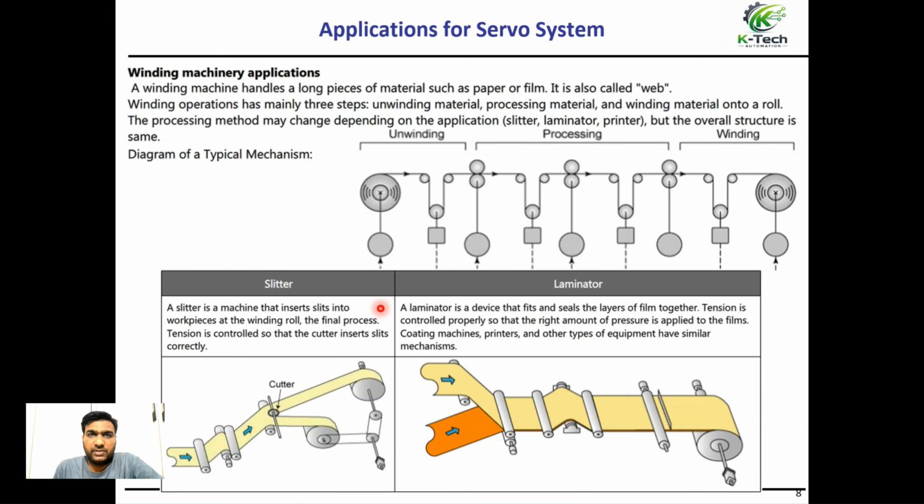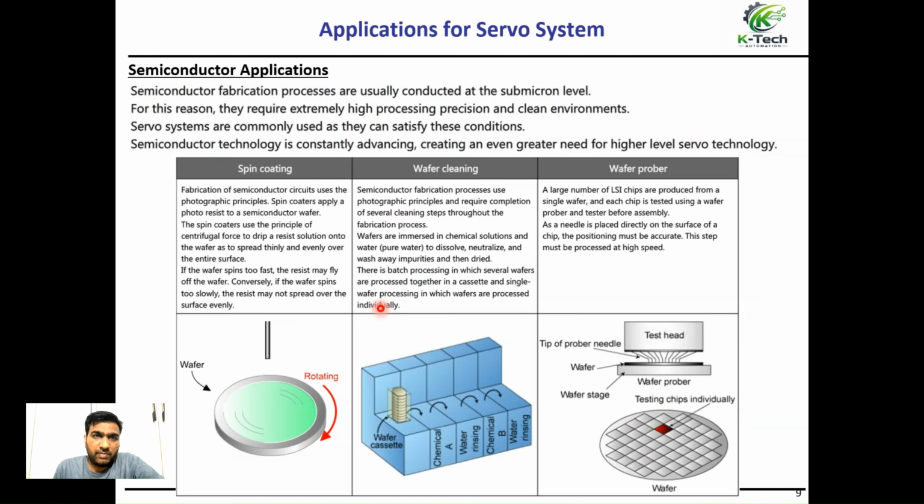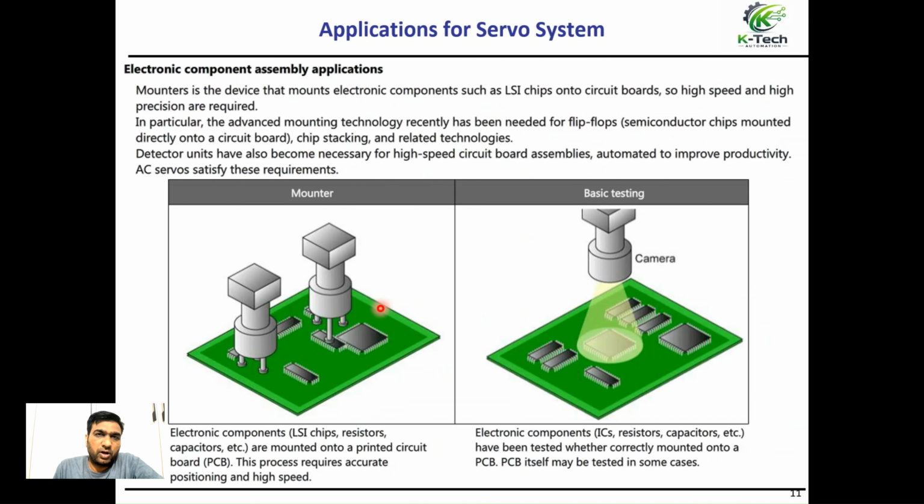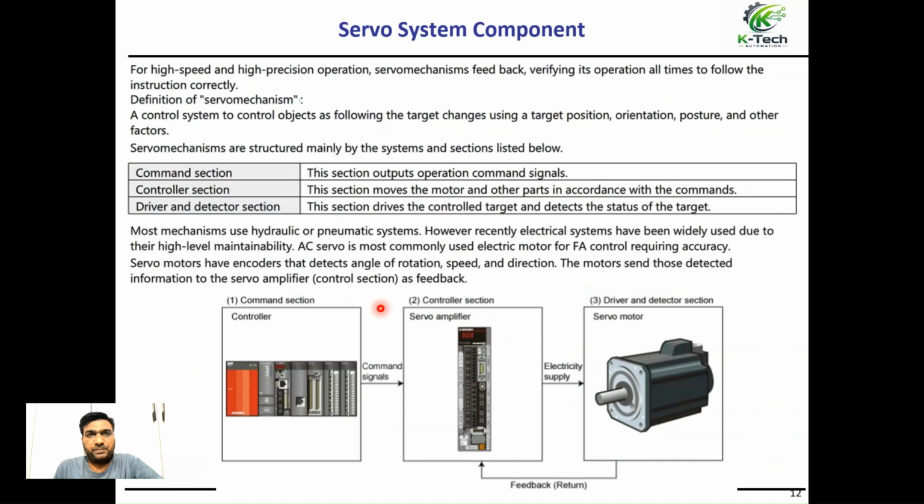Okay, so this is the winding machinery line, and semiconductor application and injection molding application. So there are a number of applications of the servo system. Okay, so about the components: there are three components available in the servo system.